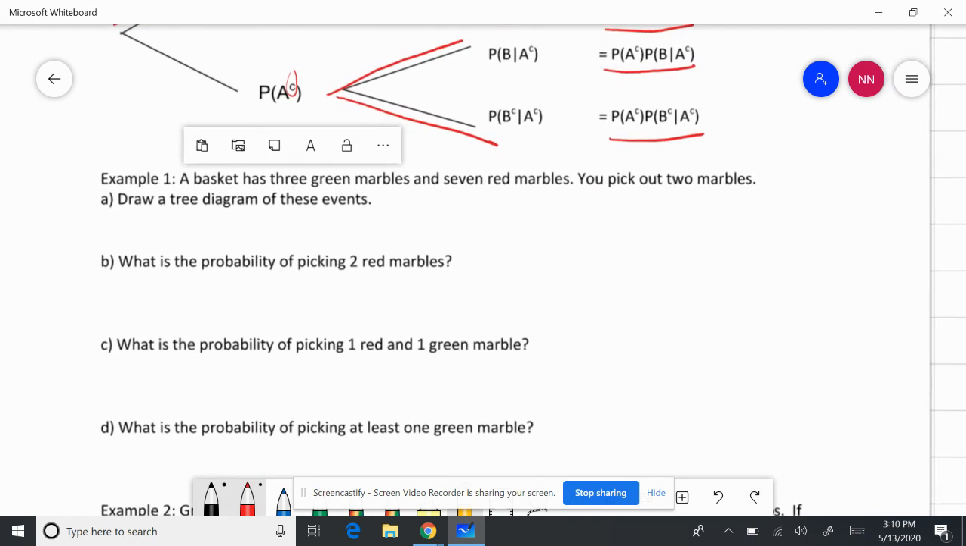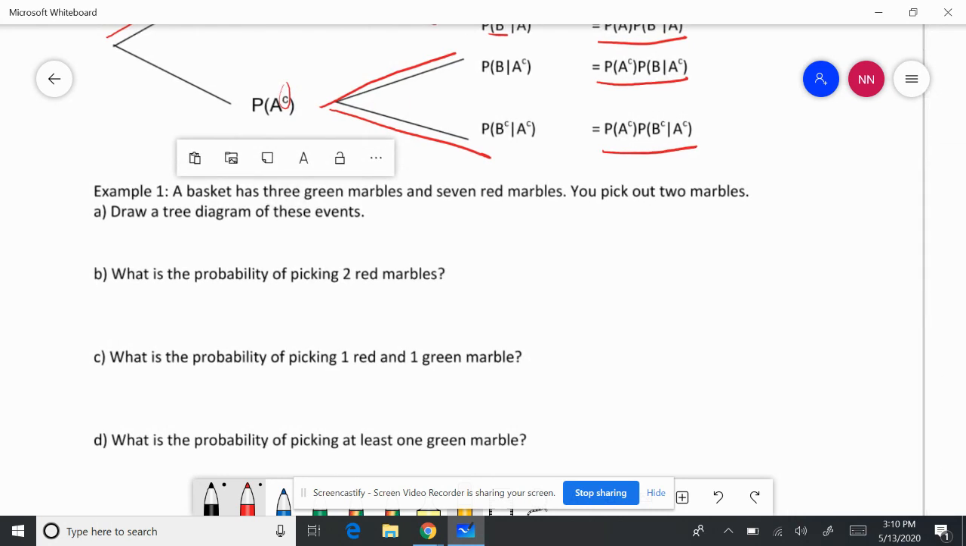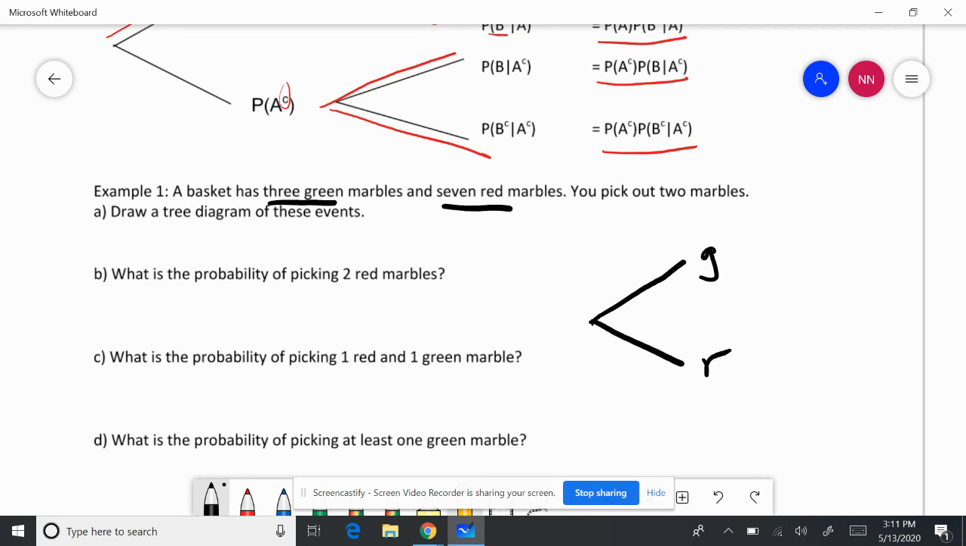For our basic one, we're going to look at a basket of marbles, and we have 3 green marbles and 7 red marbles. We pick out 2 marbles. When drawing our tree diagram, with the first event, either I pick out a green marble or I pick out a red marble. Now I'm going to put my probabilities. Notice I have 3 greens and 7 reds. That means there's a total of 10. So green would be 3/10 and red would be 7/10. Notice that these branches add up to 1.